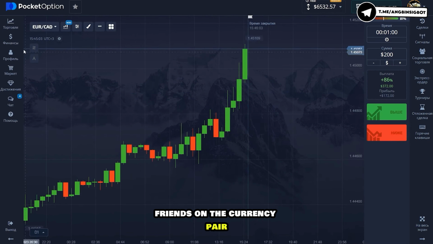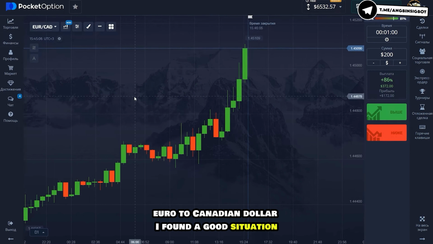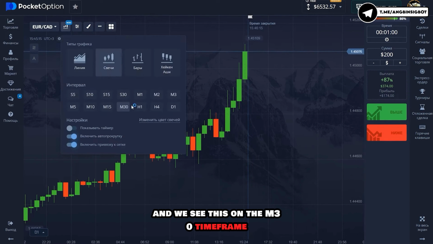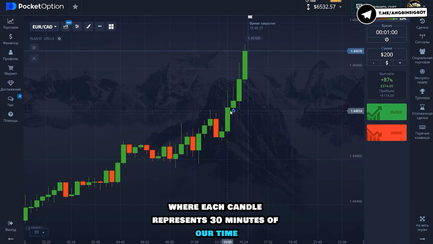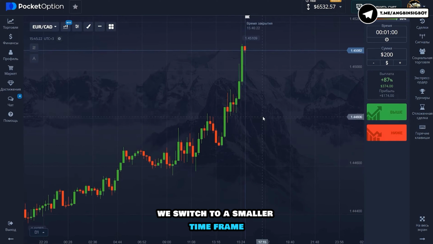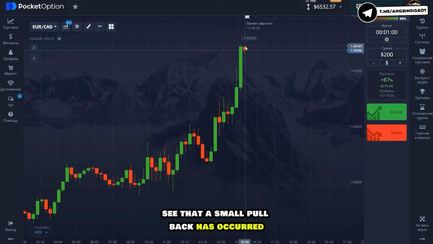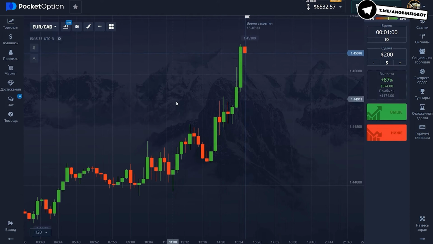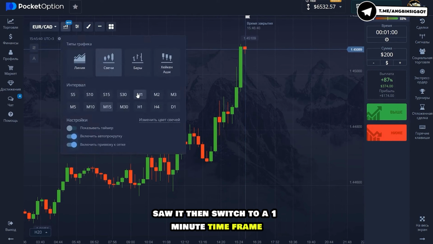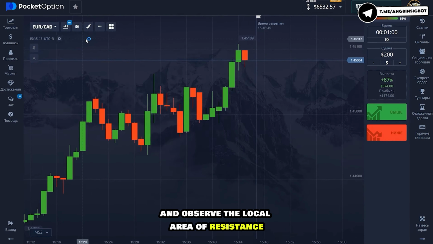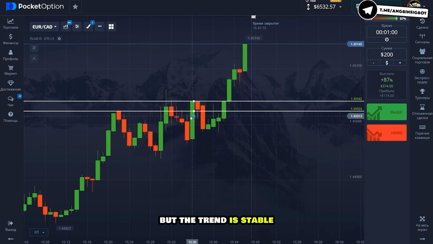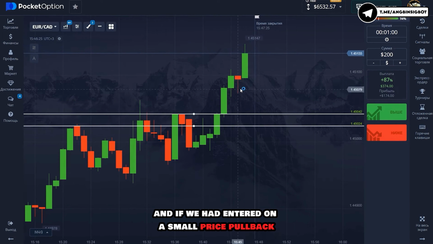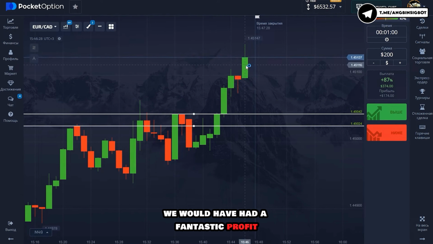Friends, on the currency pair euro to Canadian dollar, I found a good situation. As we can see, there is a consistently upward trend, and we see this on the M30 time frame, where each candle represents 30 minutes of our time. We switch to a smaller time frame, see that a small pullback has occurred, and now is a good point to enter, which we did not see on the 30-minute time frame. We switched to a smaller time frame, saw it, then switched to a 1-minute time frame and observed a local area of resistance. But the trend is stable. The trend continues, and the price hasn't even reached our local area. And if we had entered on a small price pullback, we would have had a fantastic profit.